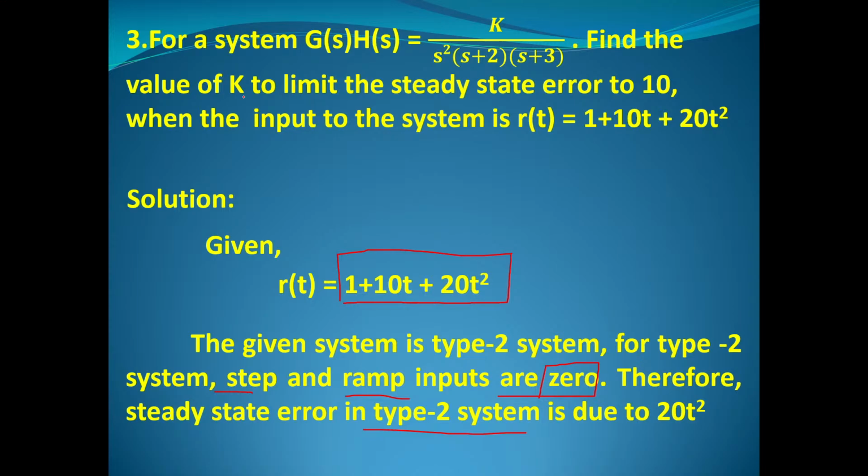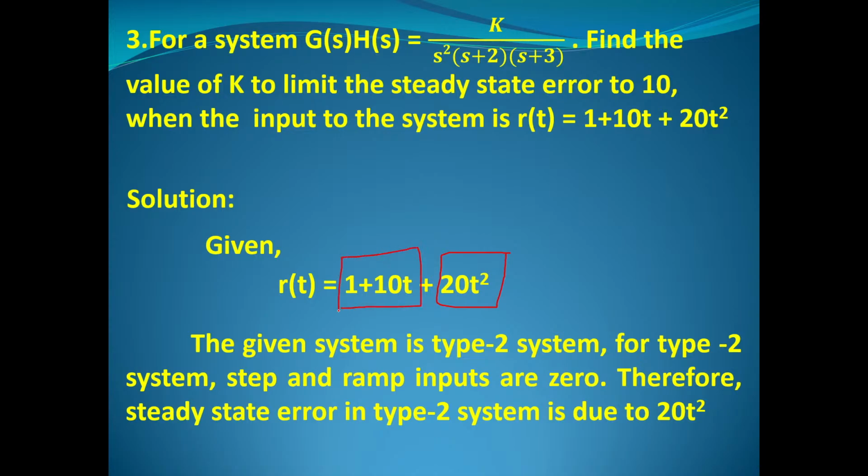What is our steady state error? It is already given as a constant, that is 10. ESS is 10, which means the steady state error is constant. The steady state error is constant only for the parabolic input. Among these 3 parts, which resembles the parabolic input? Only 20t square resembles the parabolic input compared to the other 2 parts.